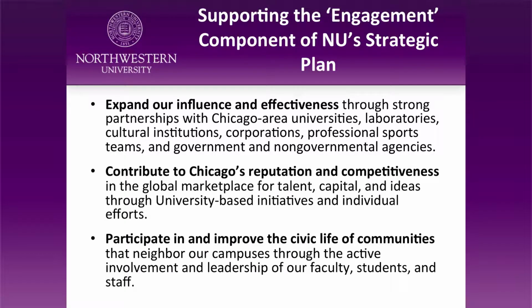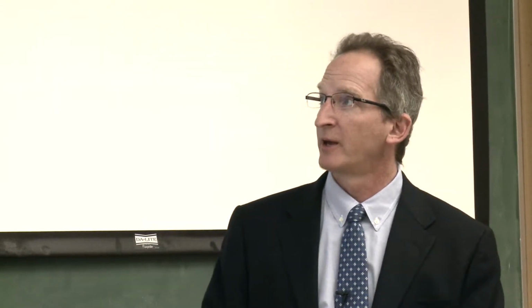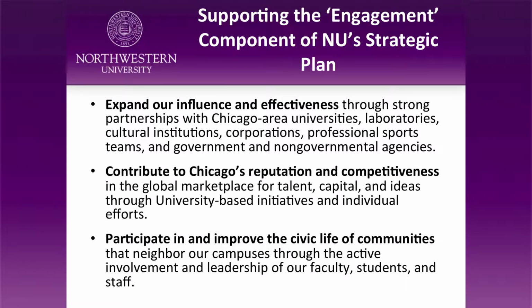One of the things that we did that I thought was really important was aligning with our strategic plan at the university. We put out a strategic plan every 10 years or so. Here is some of the language in there about expanding our influence and effectiveness through strong partnerships with Chicago area institutions, contributing to Chicago's reputation, and participating in and improving the lives of civic communities. I couldn't find the language that you had, but I'm sure it's somewhere on the president's or provost's website, and to the extent that you're aligning with the mission and the plan of the university, that strengthens how you can communicate the value of your efforts.